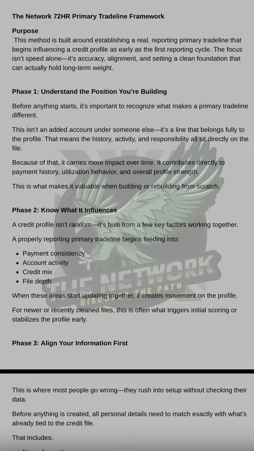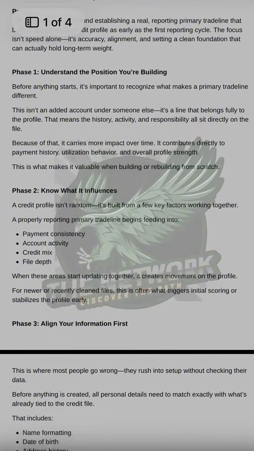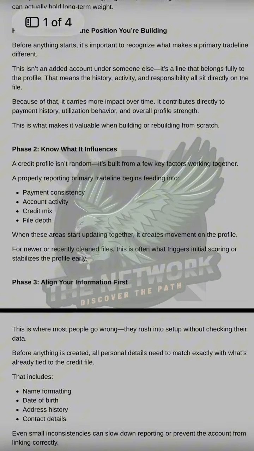All right, so I'm looking at this one, and this is actually a good example of how people start building a credit profile the right way because it's not talking about hacks or shortcuts. It's really just focusing on adding something real to the file. So, right here at the top, it's explaining primary trade lines. And this is important because a lot of people confuse this with authorized user stuff, but this is completely different since the account actually belongs to you.